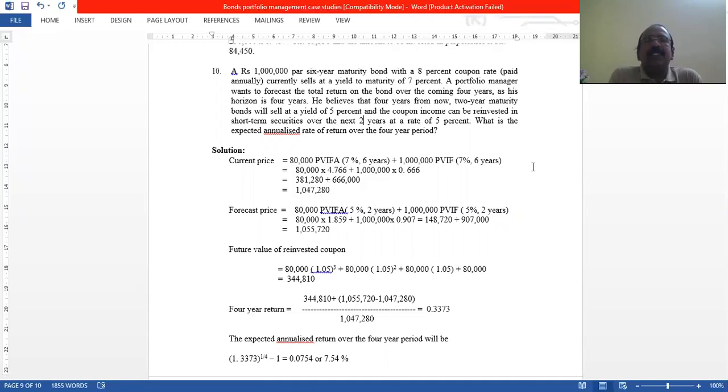For 2 years, the yield is 5%. And then after 2 years, you will get back the 10 lakhs. So 5%, 2 years, present value interest factor annuity is 1.859, and the present value interest factor is 0.907. The answer is 10,55,720, which is higher than the maturity value. The price is higher because the yield is low. Yield is only 5%.